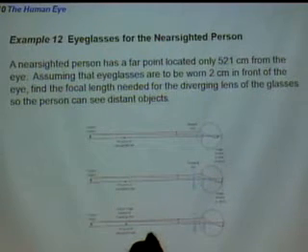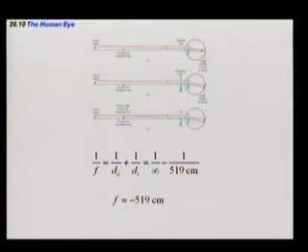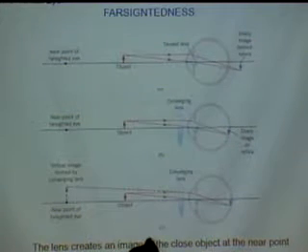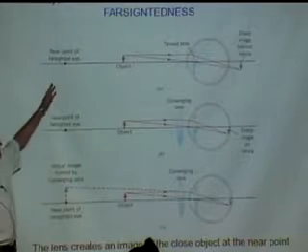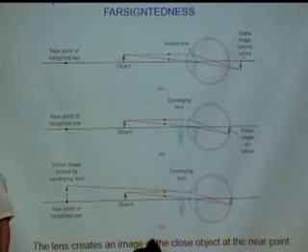Example. Oh, eyeglasses. We're not going to do any of the examples. We're going to move on. All right, farsightedness. Farsightedness: the near point of the eye is too far away.